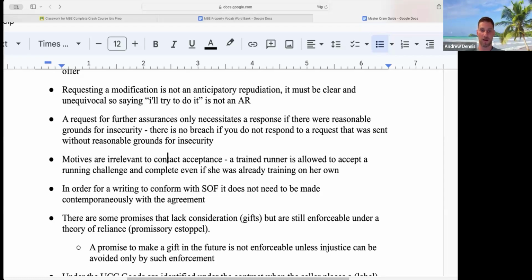So a trained runner is allowed to accept a running challenge and complete it, even if she was already training on her own. I did this for my company. I said, anyone who could beat me in the 5K on my team, I'll give an award to. And then this one kid who works for me, a math tutor, is on the UM track team. I thought about this question and said, well, he doesn't count, but he would have counted.